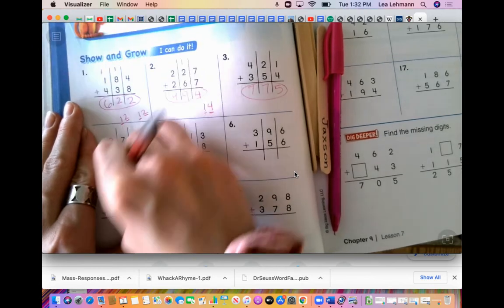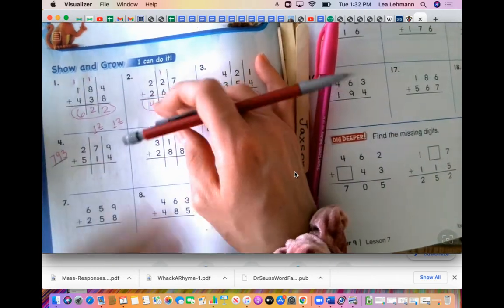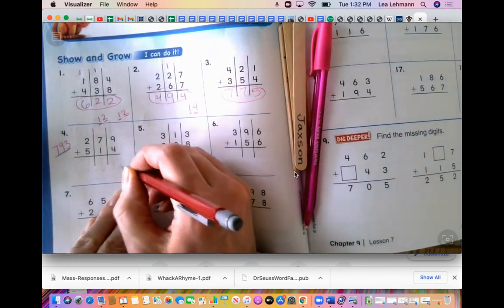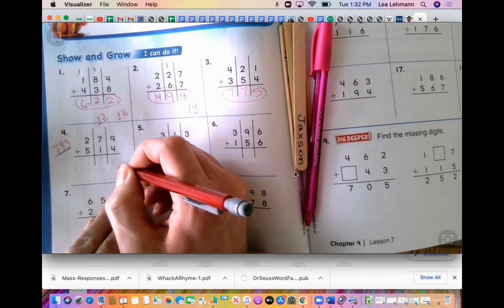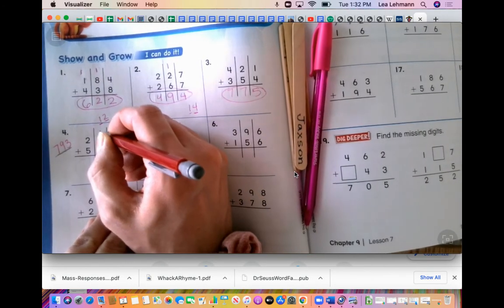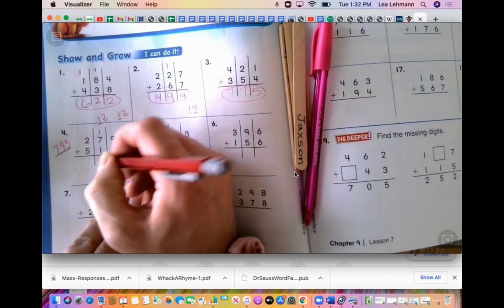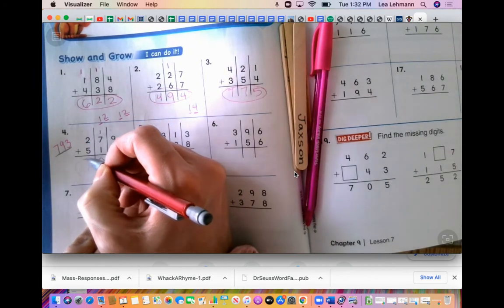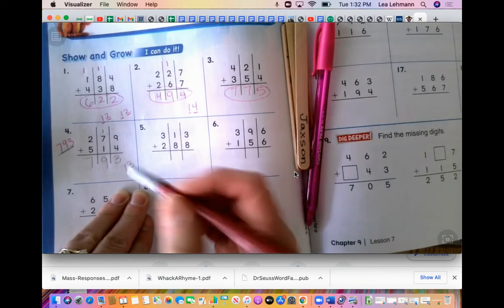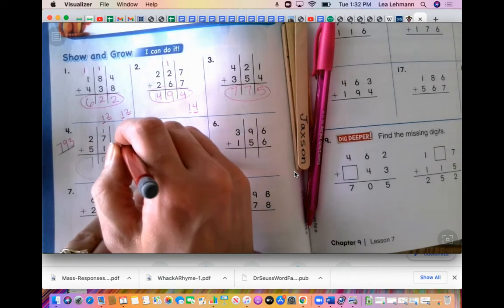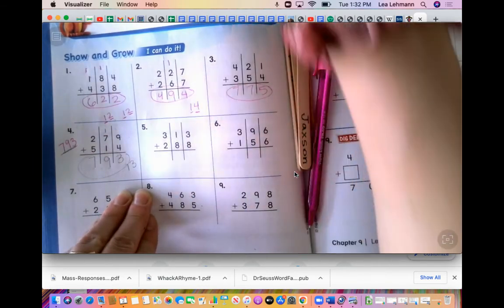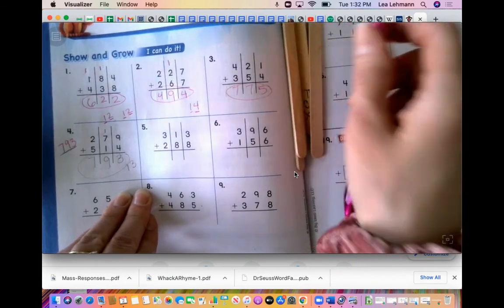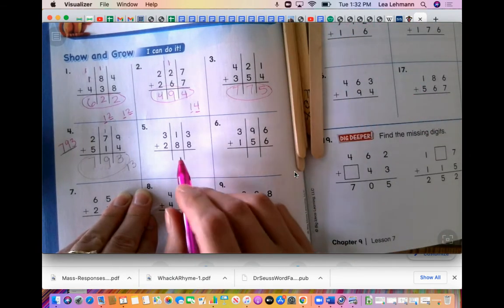So if I did start with my 1s, my 9 plus 4 is 13. So I have my 3 and my 1. My 1 and 7 and 1 is my 9. And then my 2 and my 5 is 7. Okay? So that's why you have to start with your 1s. All right, so I'll show you the answers.